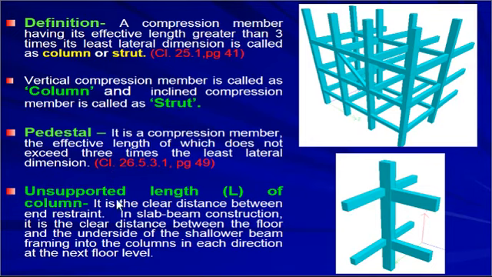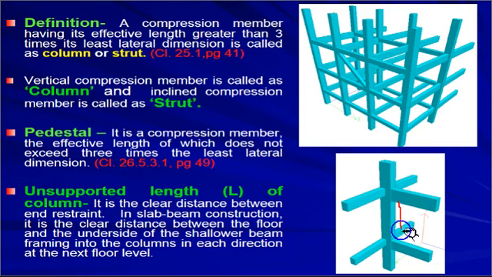One is the unsupported length of column. It is the clear distance between end restraints. In slab beam construction, it is the clear distance between the floor and the underside of the shallow beam framing into the columns in each direction at the next floor level. This is one floor level, this is the top level of the floor, and this is the underside or the soffit of the beam.